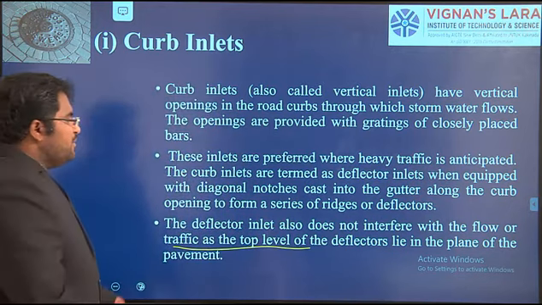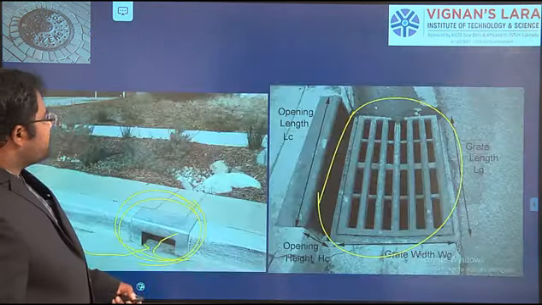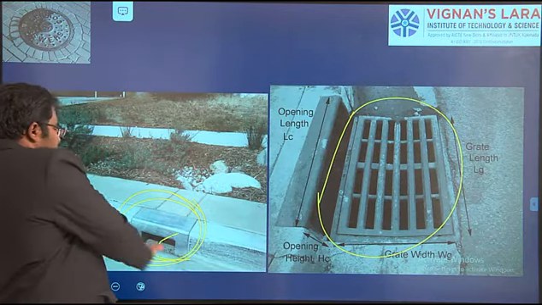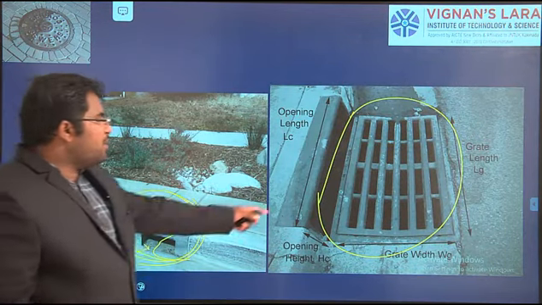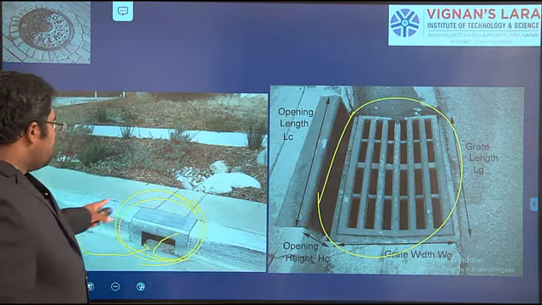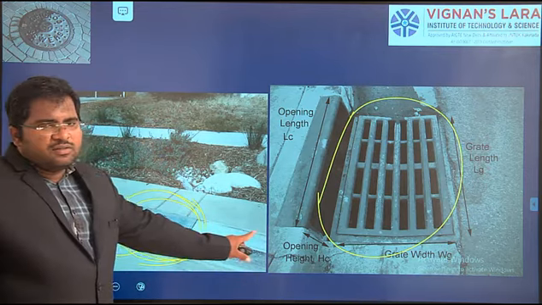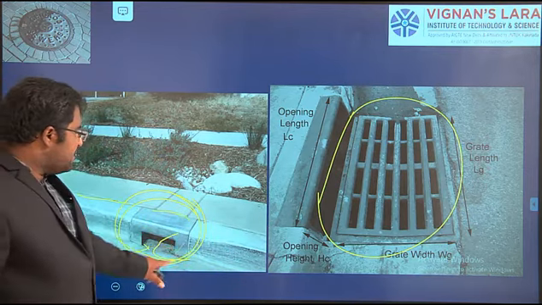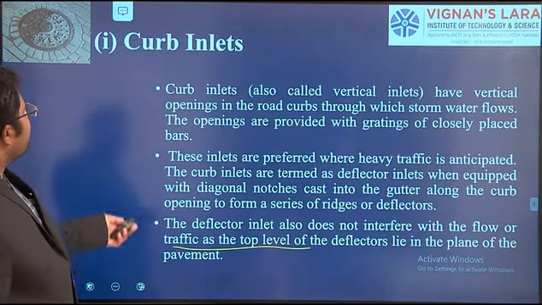The deflectors in the plane, these are just like that. You can see, if there is heavy traffic, you can provide these kinds of things. Then we will have the curb. This is the curb of the road, so the curb will have an opening. These kinds of things are called curb inlets.